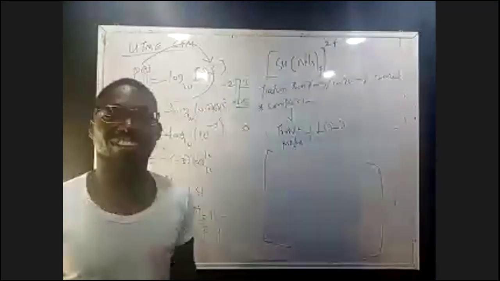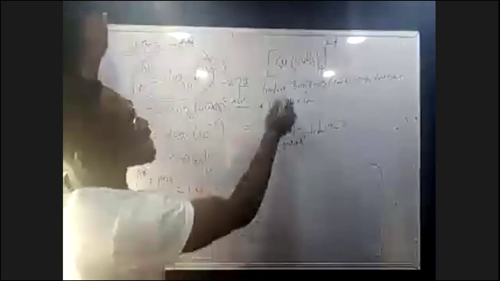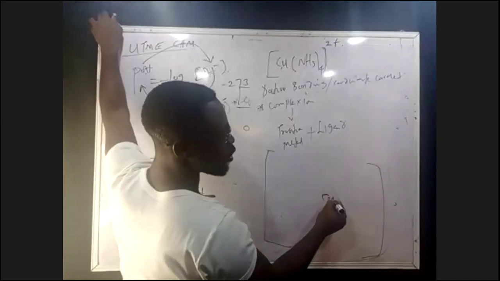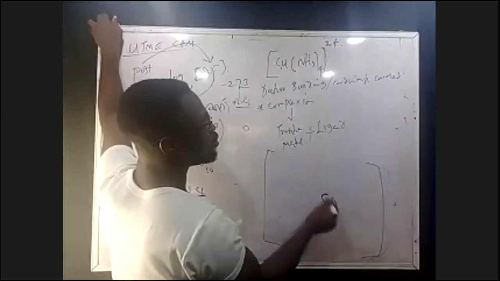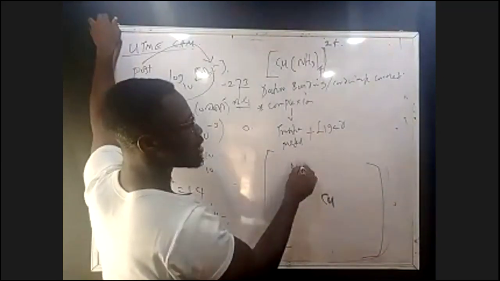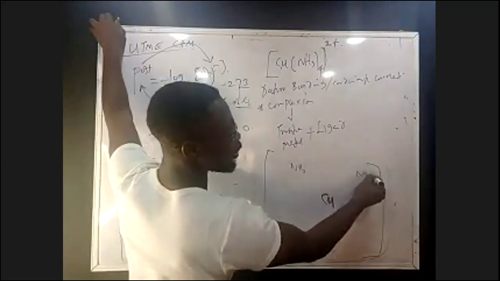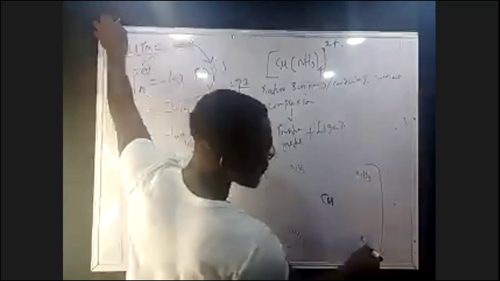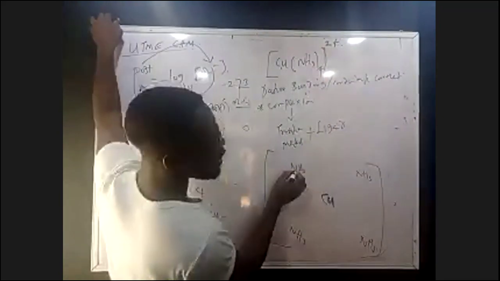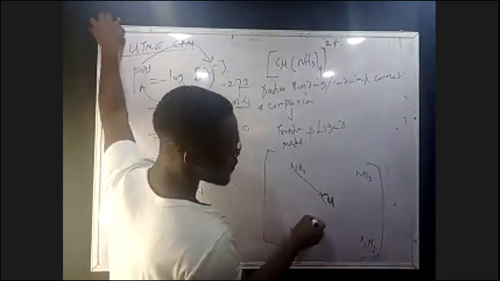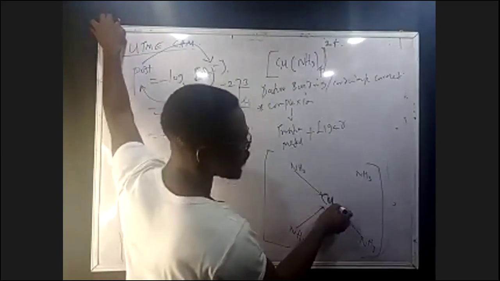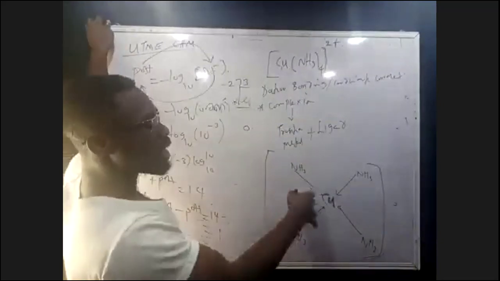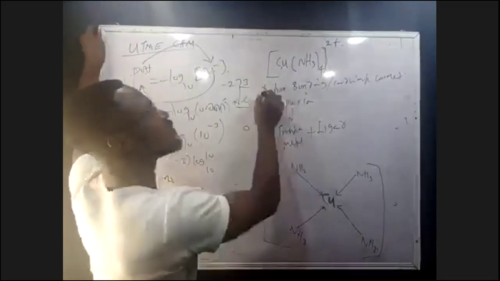Okay, so now this is the transition metal, copper. We call it the central transition metal. It will be in the middle. This is the ammonia, NH3. There are 4 of them, so we have the ammonia surrounding it. There's a bond from here to here, from here to here, from here to here, and from here to here. This arrow that you're seeing is a representation for the dative bonding.